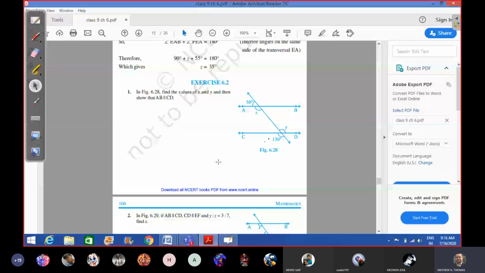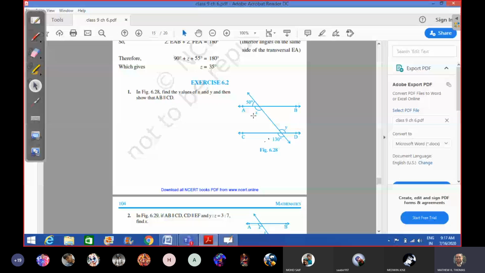What do you think will be the value of x? Yesterday we did the property of linear pair. Aren't these a linear pair? Sir, 130. 130. So we can easily find out the value of x because x will form a linear pair with 50 degrees. So the value of x will be 180 minus 50. So as you said correctly, 180 minus 50, you will get 130 degrees. So x value is 130.